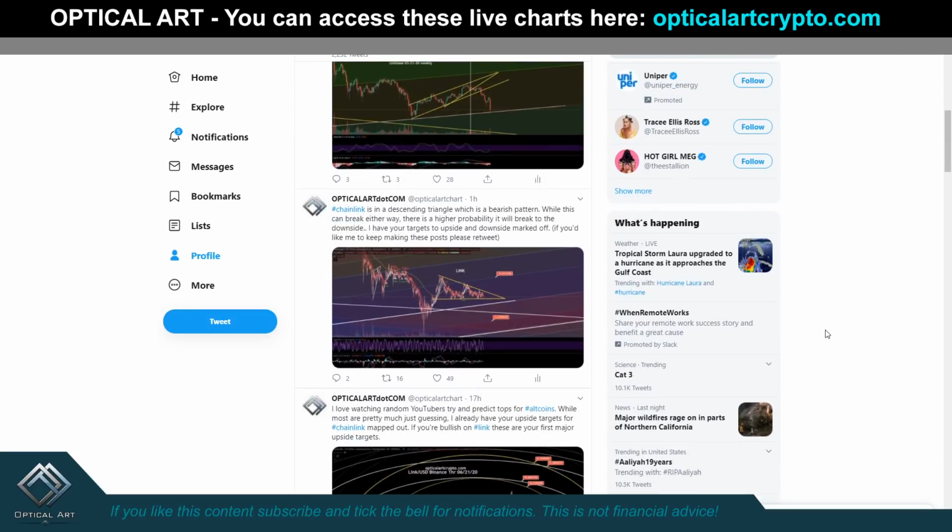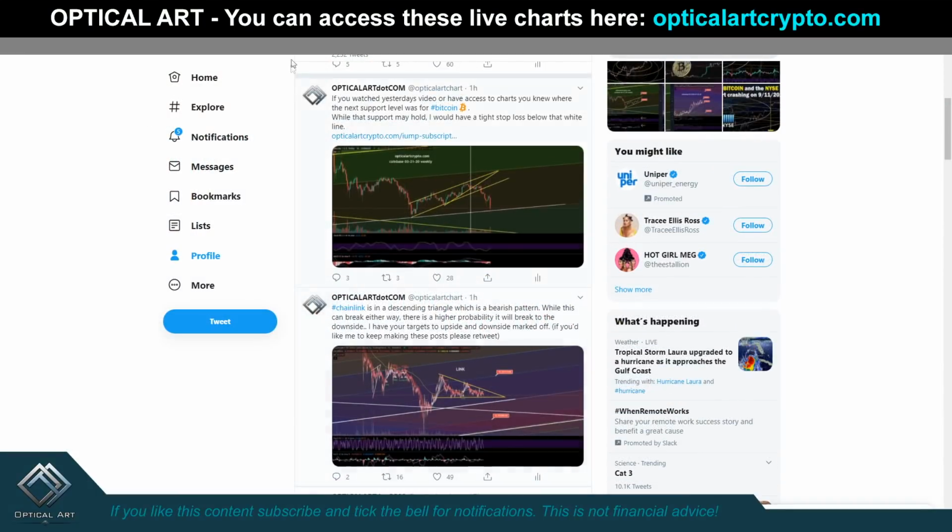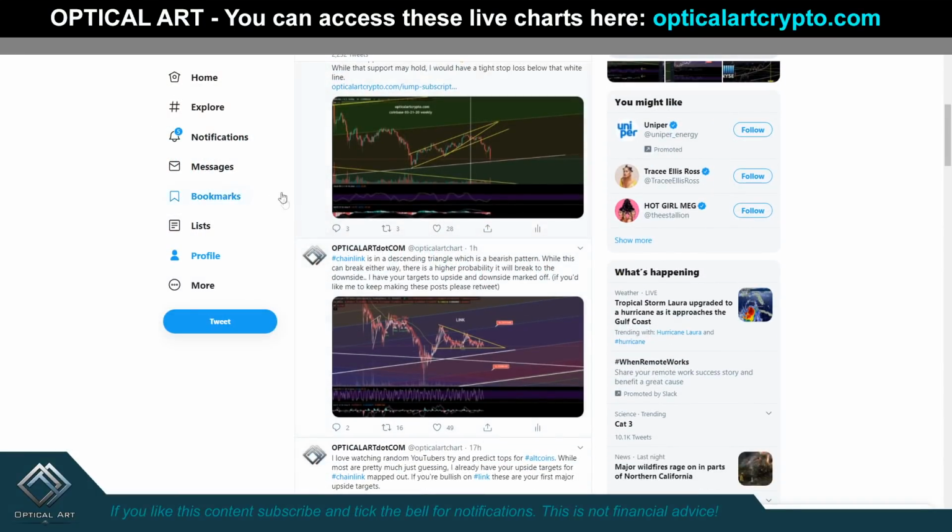So if something's going to happen, the first place I go to make a post is Twitter. It's fast, it's easy. Right here I was telling everyone that Chainlink was in a descending triangle, which is a bearish pattern. And I was giving you your support level here and resistance level here. We'll cover this in just a bit. This is already breaking down.